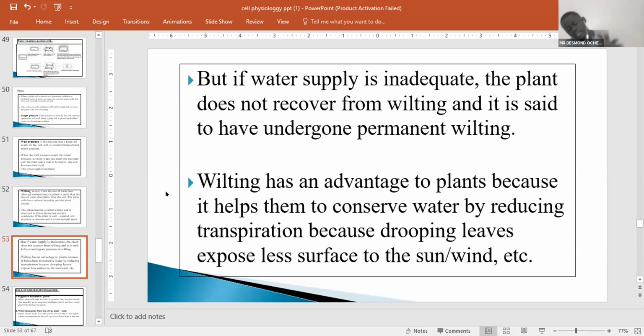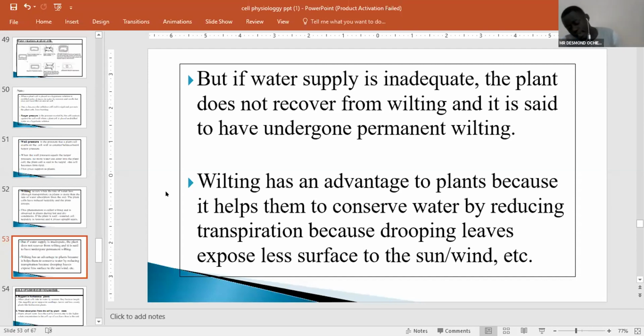So if there is inadequate water supply, the plant cells do not recover from wilting, and this leads to permanent wilting in plants. Now, wilting has an advantage to plants. It is not just a disadvantage, but in some cases it helps them to conserve water by reducing transpiration, because the drooping leaves expose less surface to the sun and wind, which are very strong factors that increase the rate of transpiration.